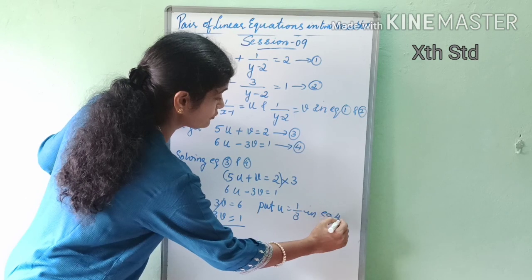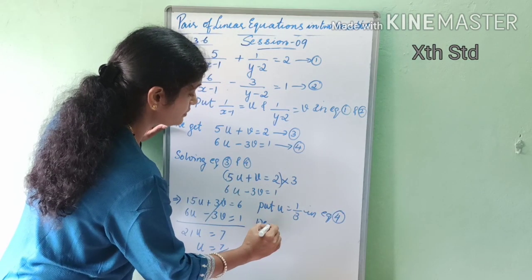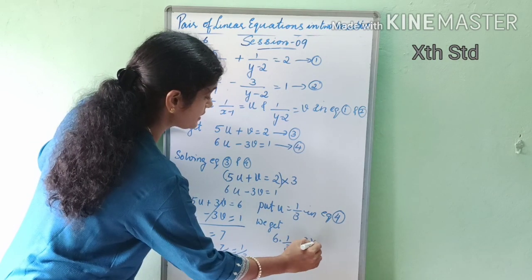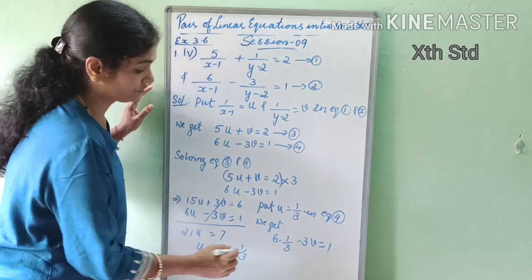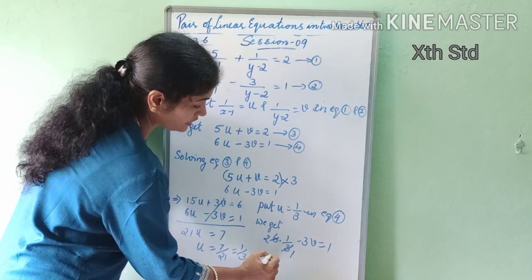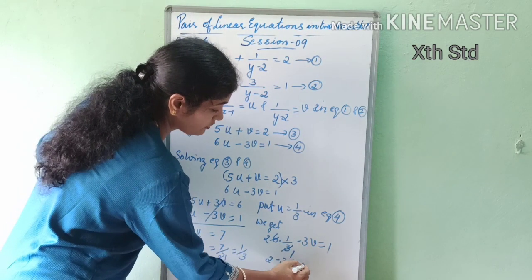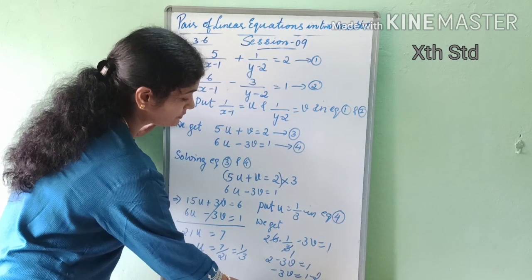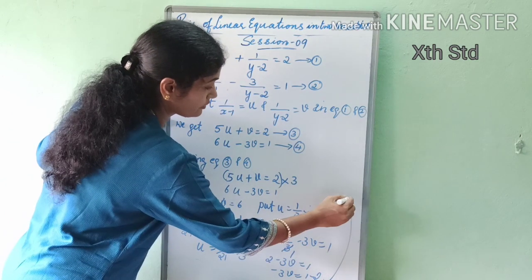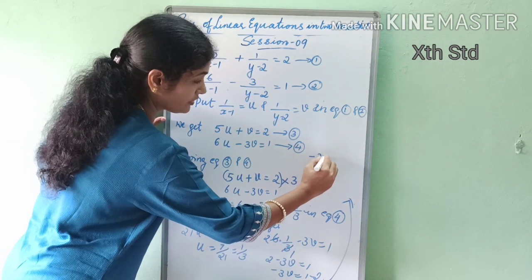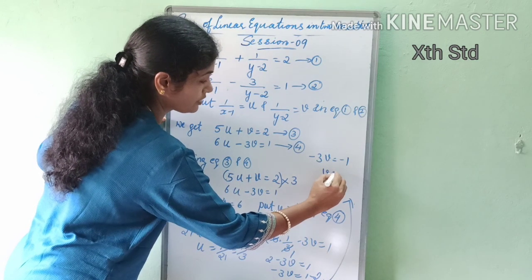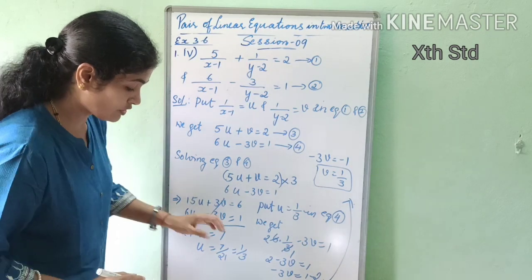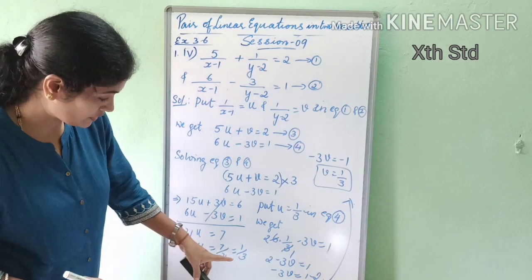In equation 4, then we get 6 into 1 by 3 minus 3v equal to 1. 3 ones are 3, 3 twos are 6, so 2 minus 3v equal to 1, minus 3v equal to 1 minus 2. So minus 3v is equal to minus 1, v equal to 1 by 3. V equal to 1 by 3 we got, and u is also equal to 1 by 3.